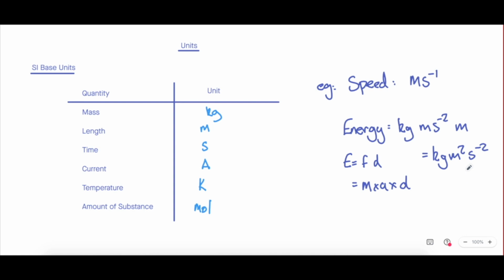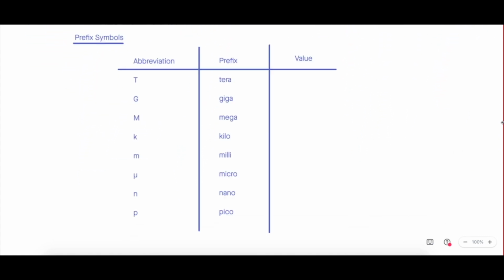Another thing that's important is using prefixes. These are all the prefixes that you need to know for units. You can put them in front of units to add extra values to them. For example, if you have a meter, if you put a K in front of the meter, you get kilometer, which has a value of 10 to the power of 3, or 1,000. Mega is 10 to the power of 6. Giga is 10 to the power of 9. Tera is 10 to the power of 12. So they go up in 3s.